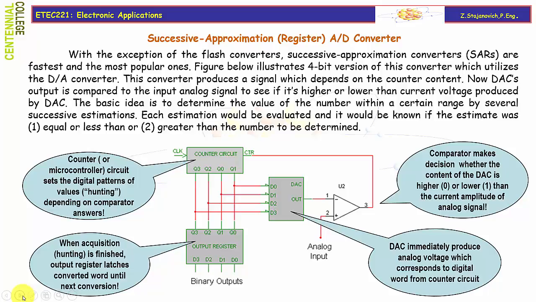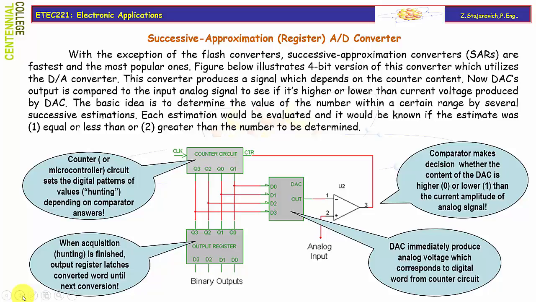Now the DAC's output is compared to the input analog signal to see if it's higher or lower than the current voltage produced by the DAC. The basic idea is to determine the value of the number within a certain range by several successive estimations. Each estimation would be evaluated and it would be known if the estimate was equal, less than, or too great compared to the number to be determined.